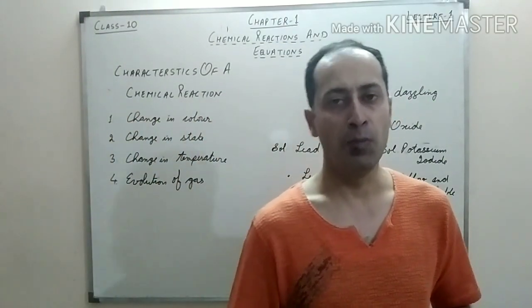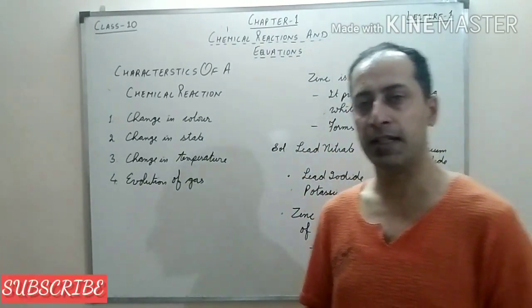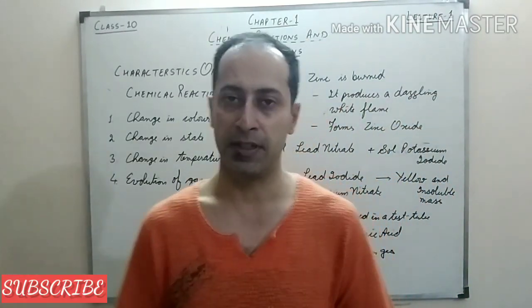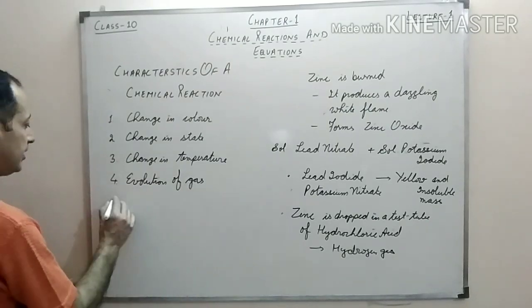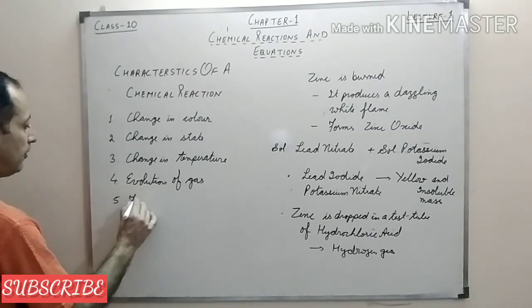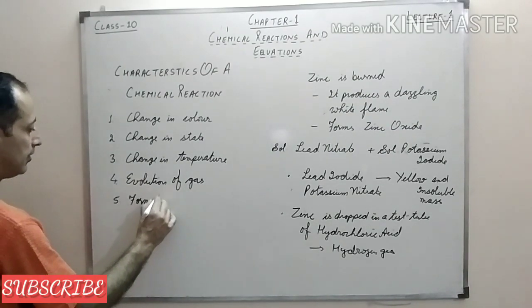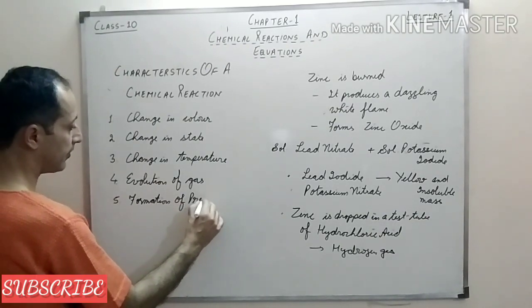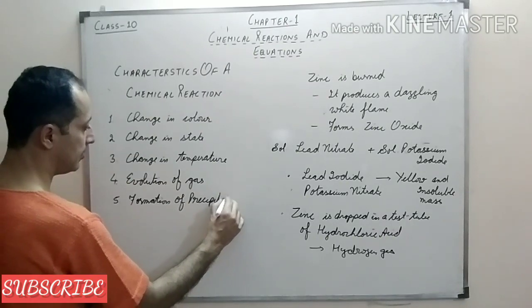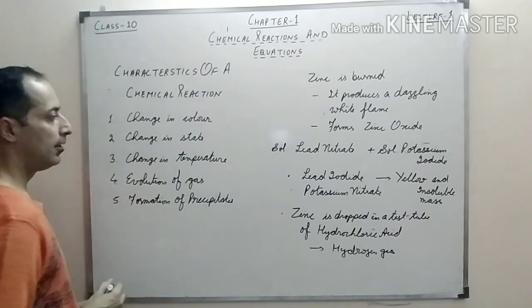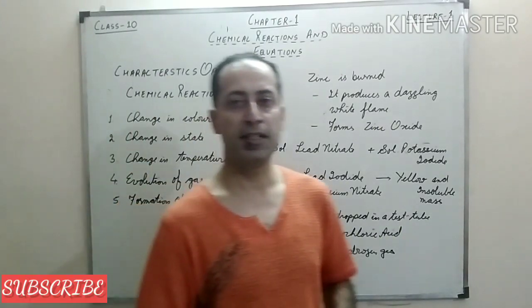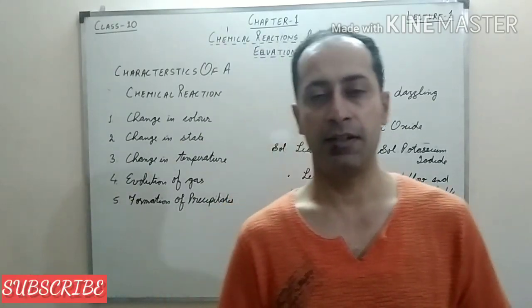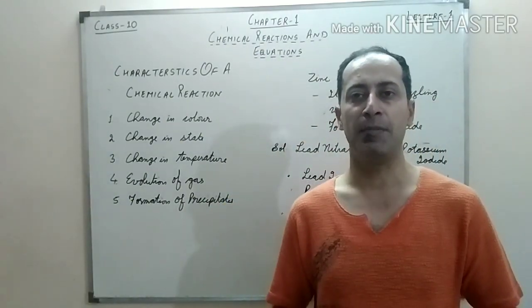You can add one more characteristic to that. We can say there is also a formation of precipitates, as we have seen in the second example. Formation of precipitates. So these are the five characteristics of a chemical reaction. Right, dear friends? So this was all about chemical reactions.